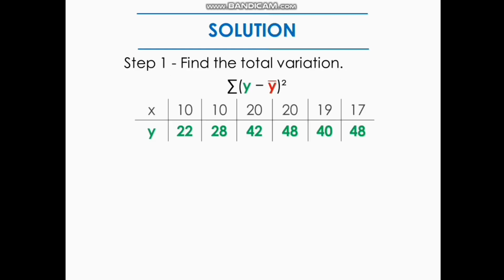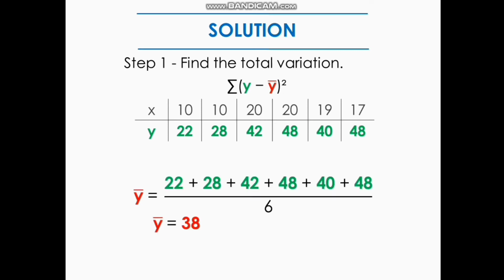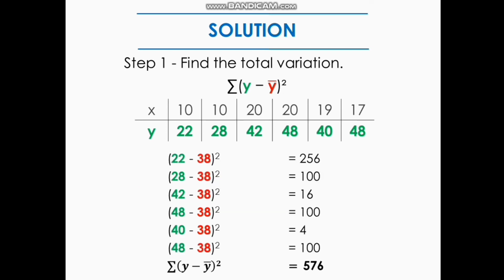So for our step 1, let's find the total variation. To do this, let's find the mean of y first. So mean of y is equal to 22 plus 28 plus 42 plus 48 plus 40 plus 48 all over 6, which is equal to 38. Then let's substitute our computed mean value of y and the values of y to the total variation formula.